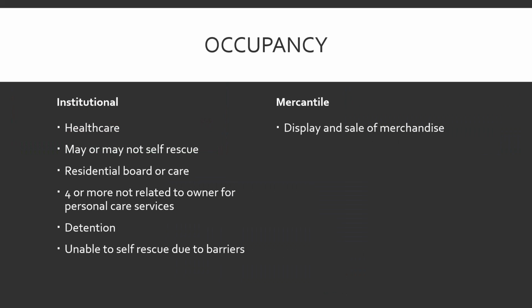Coming up next, we have institutional occupancies. These are your healthcare facilities. They may or may not be able to self-rescue, depending on the healthcare facility. Residential board and care, limited to four or more people not related to the owner for personal care services. Detention facilities, and especially with detention facilities, they're unable to self-rescue: jails, bars, guards, cell blocks, all the stuff you would find in a prison.